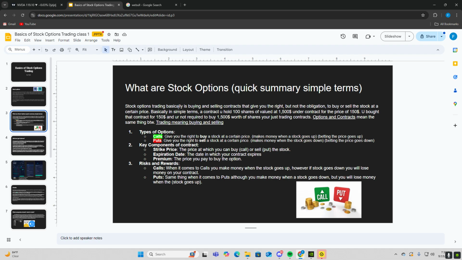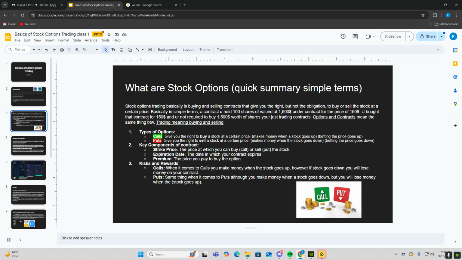stock options trading basically is buying and selling contracts that give you the right but no obligation to buy or sell that stock at a certain price. Basically, in simple terms, a contract for 100 shares valued at 1,500 is priced at 150. So say you're holding 100 shares that are worth $15 each. That entire order is going to cost you 1,500, but under contract, it's going to be worth 150.